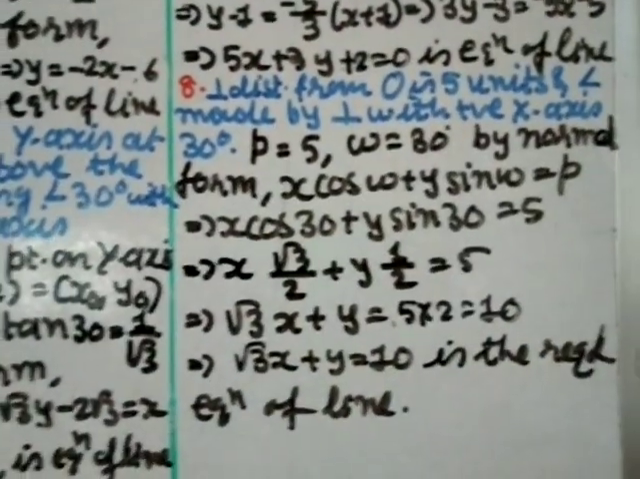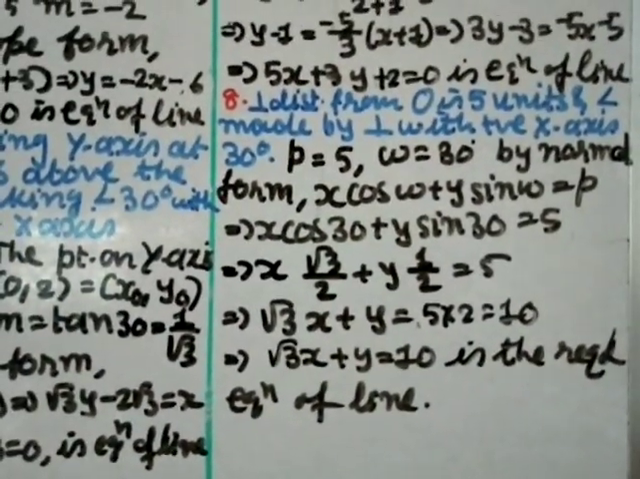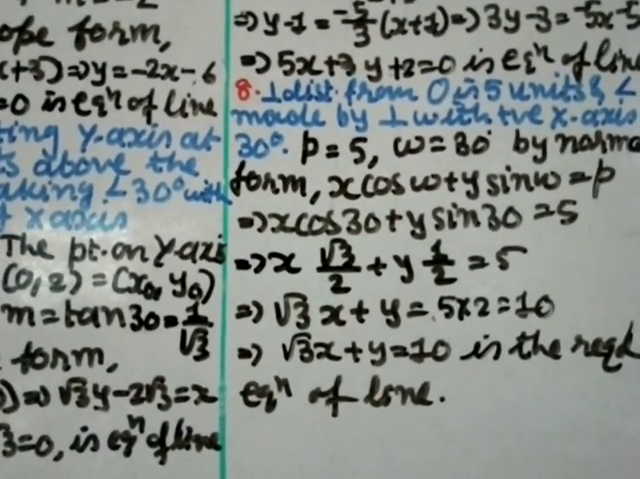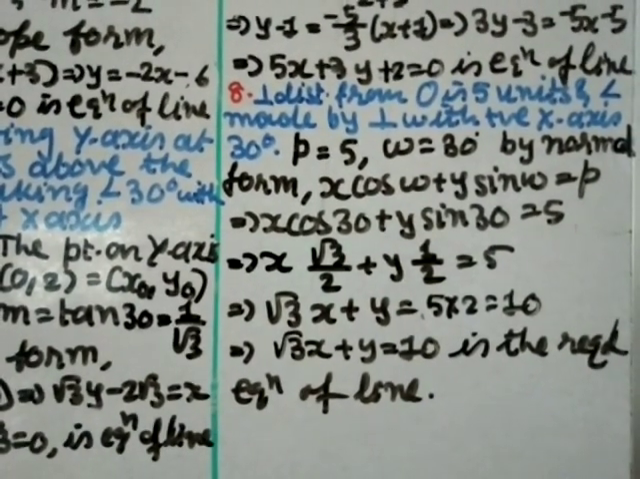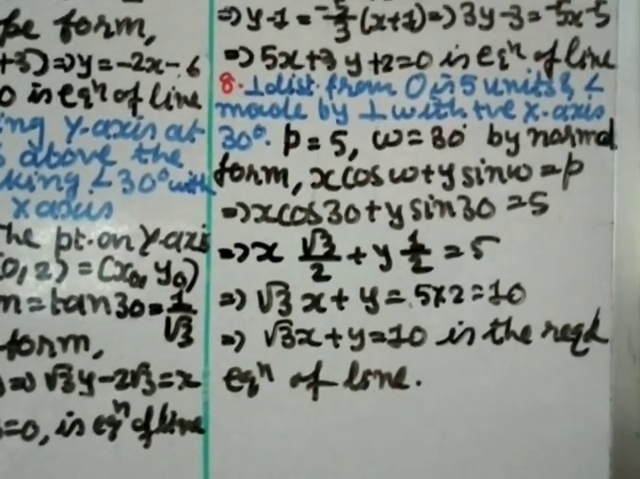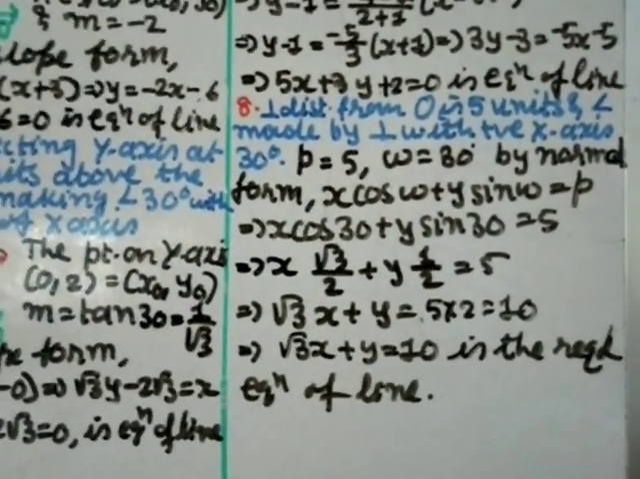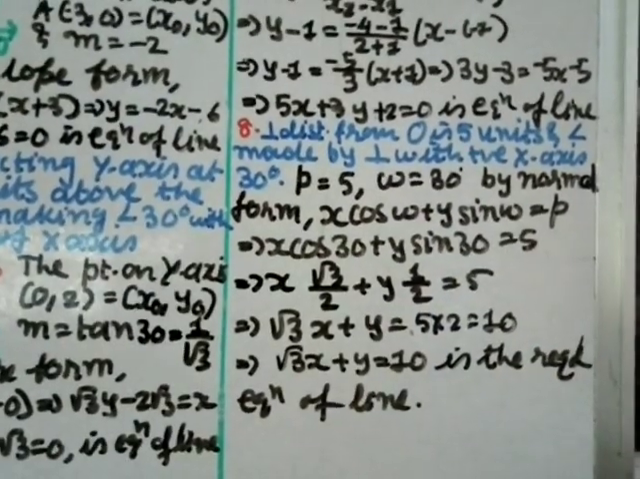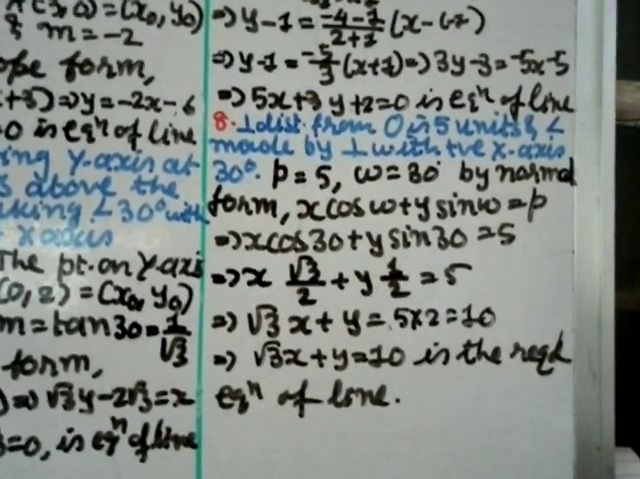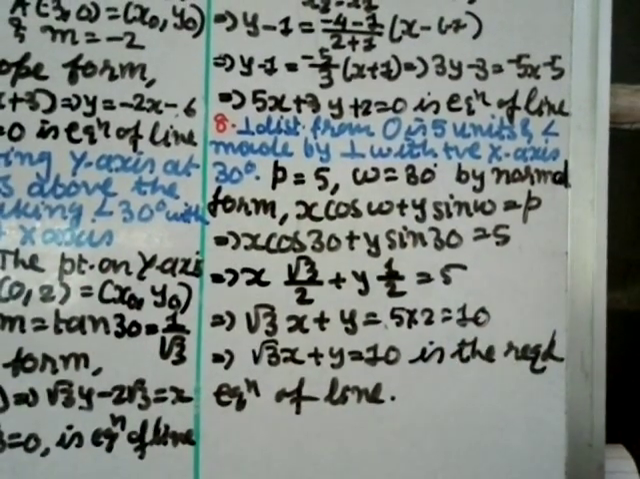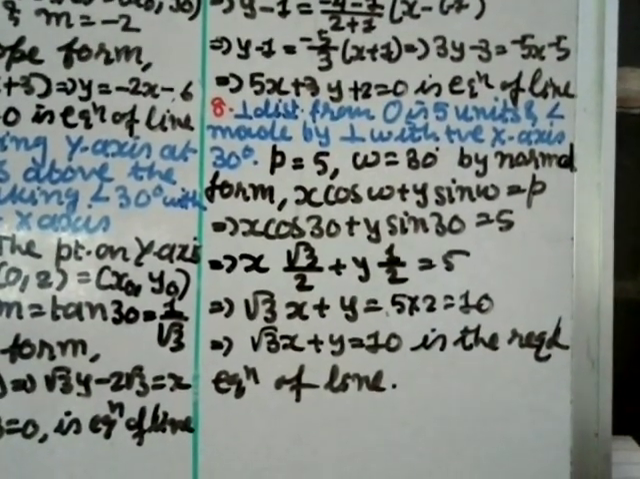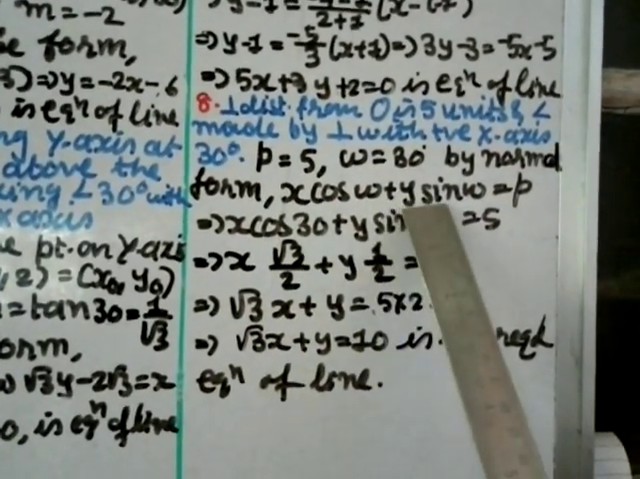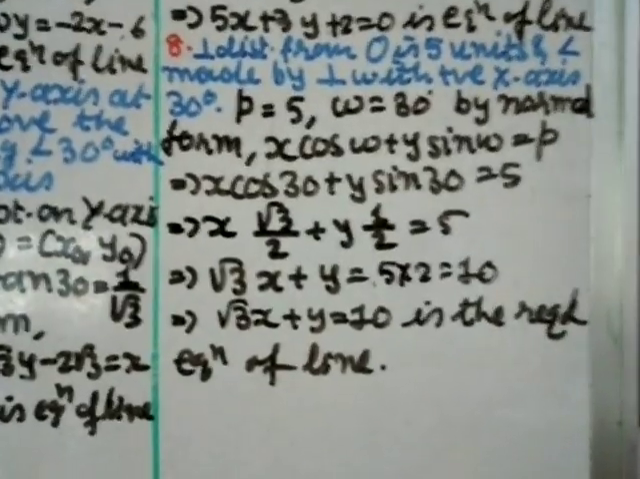Question number 8. Perpendicular distance from origin is 5 units and the angle made by the perpendicular with the positive x-axis is 30 degree. This is the normal form of equation of line. So here p is given as 5 and omega is given as 30 degree. This is the perpendicular distance of the line from the origin, and this is the angle the perpendicular makes with the positive x-axis. So by normal form of equation of line, x cos omega plus y sin omega equal to p. This formula I gave you.